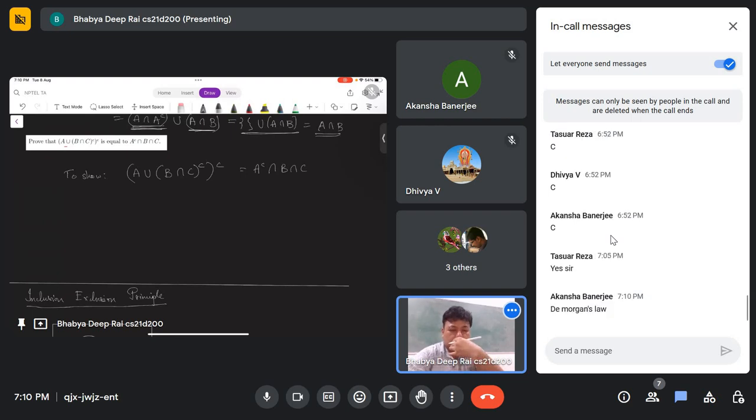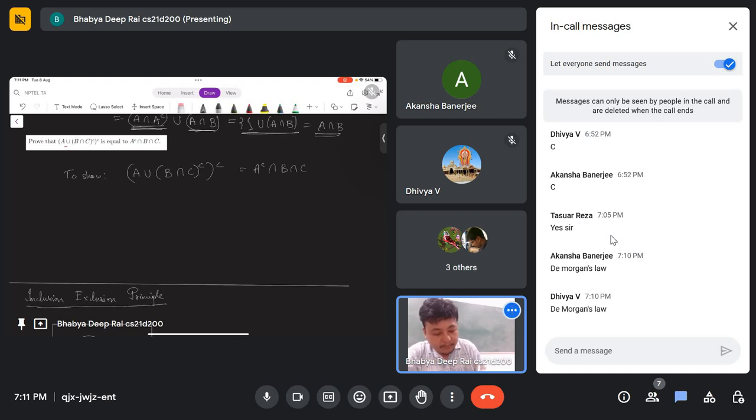Okay. Akanksha says De Morgan's law. If we use De Morgan's law. Yeah, good. See, there are these huge complements sitting outside, right? So I would say you can blindly use De Morgan's law.